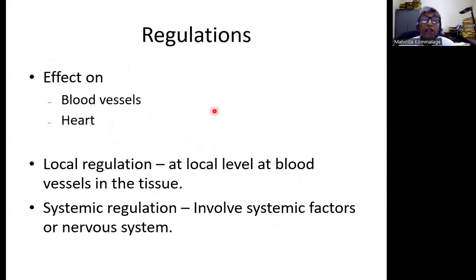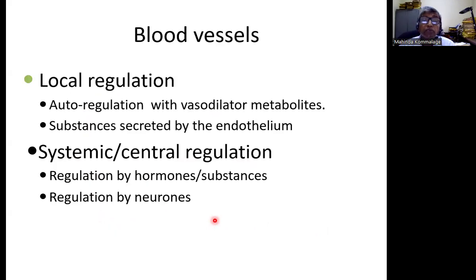Okay. So regulation, as I mentioned, we can regulate blood vessels and heart. Of course, we can do local regulation and systemic regulation. When we say systemic regulation, that means blood vessels and heart. Through systemic regulation, we can regulate through the nerves as well as hormones.